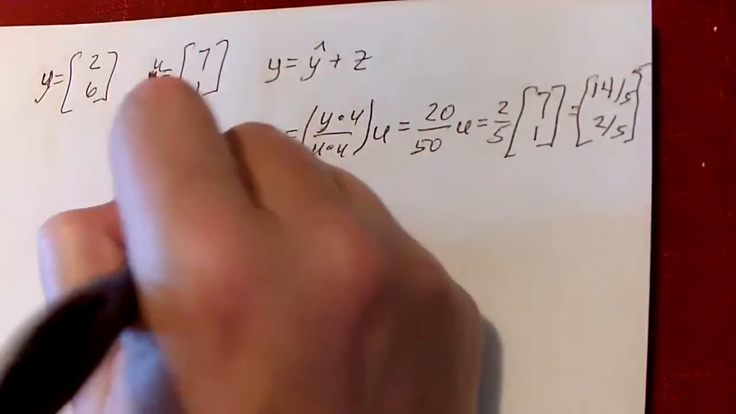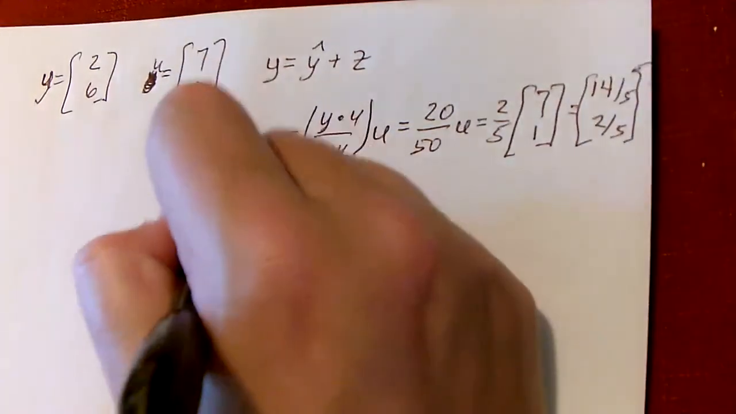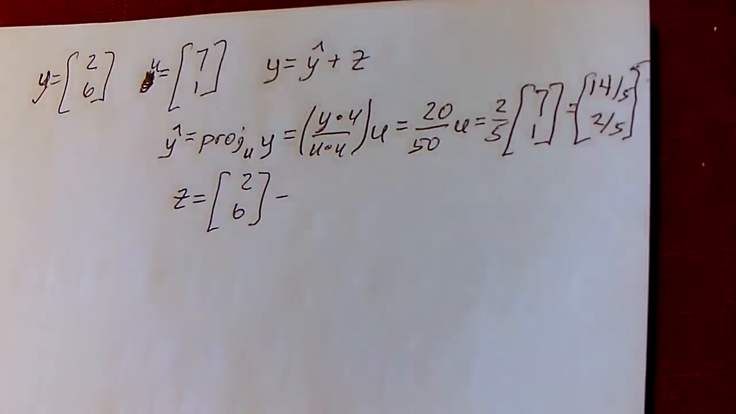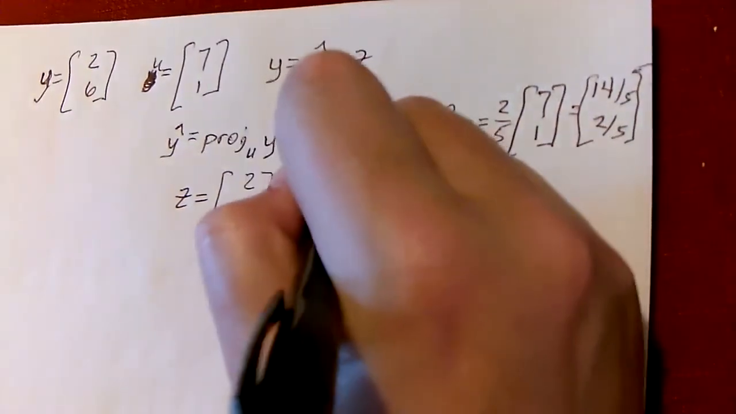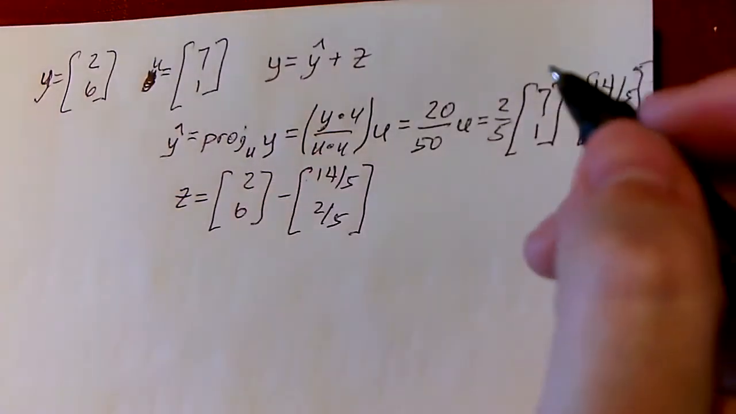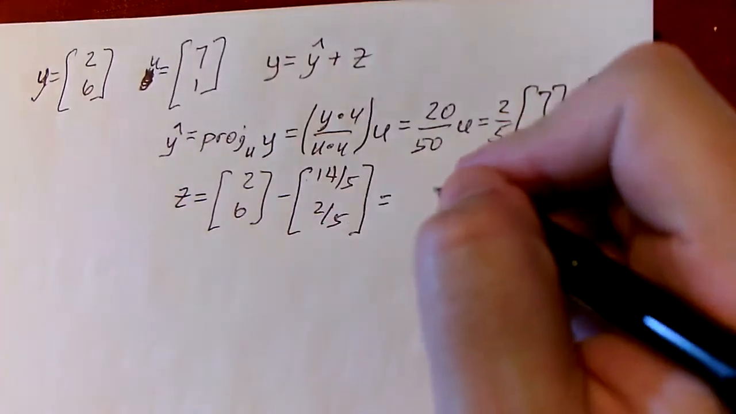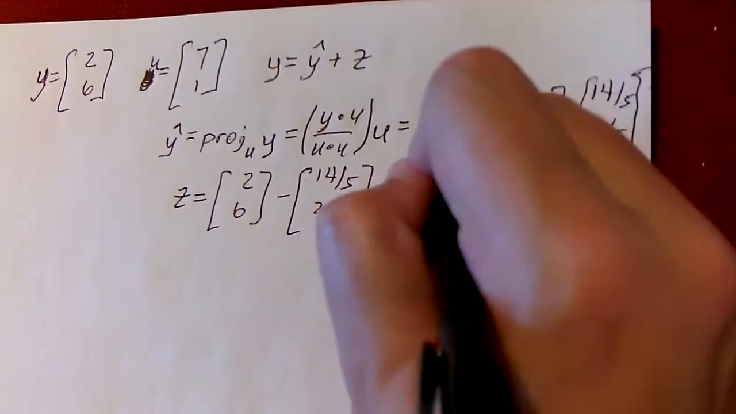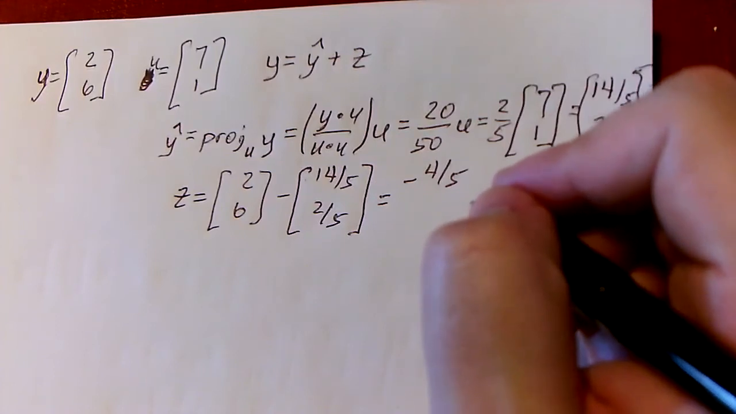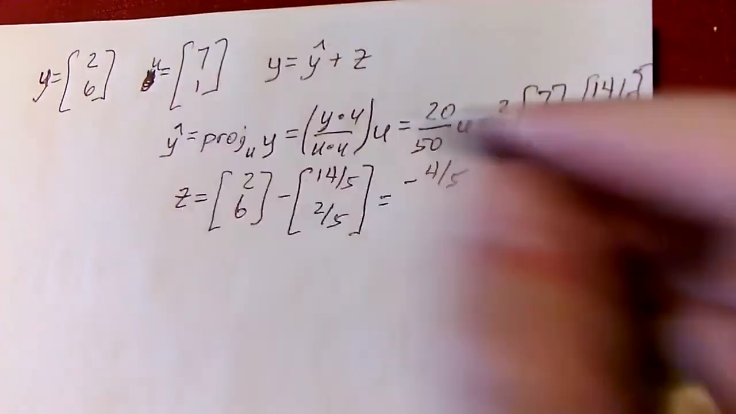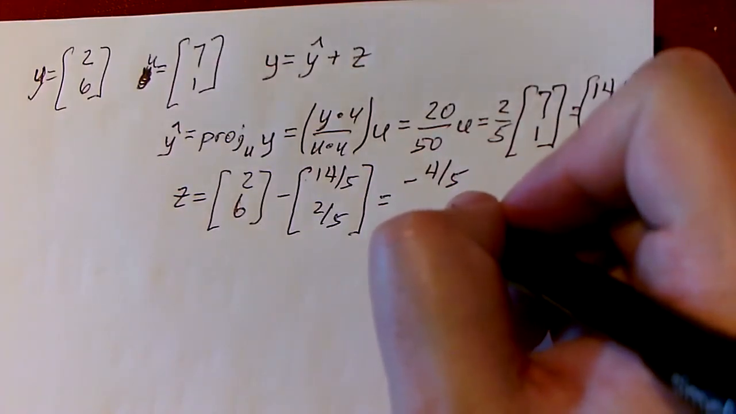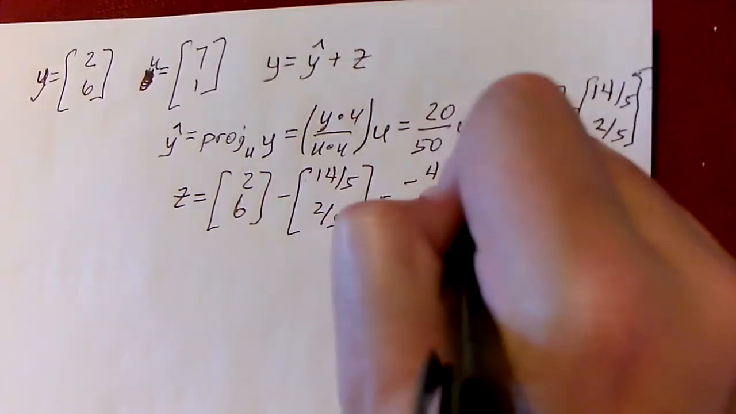Then to find the vector z, we're going to take y, which is 2, 6. Now we're going to subtract my vector I just found, 14/5 over 2/5. Both positive there. So 2 minus 14/5 gets me a negative 4/5, because that's 10/5 minus 14/5. And 6 minus 2/5, I said that backwards. 6 minus 2/5, so 30 over 5 minus 2, that's going to be 28 over 5.